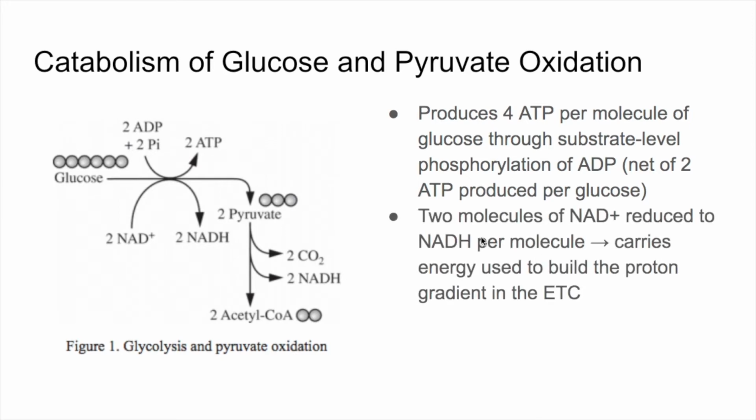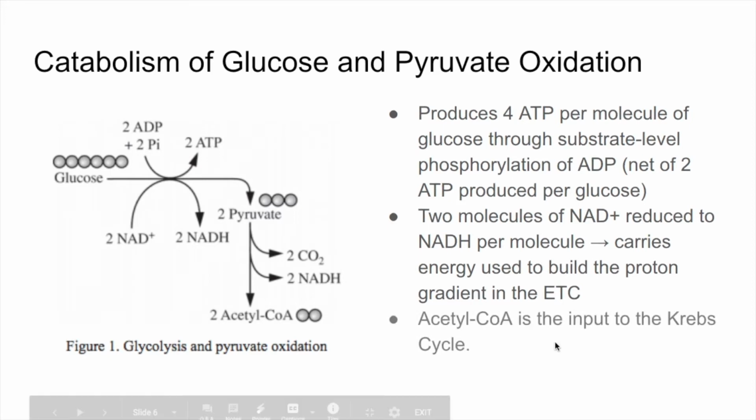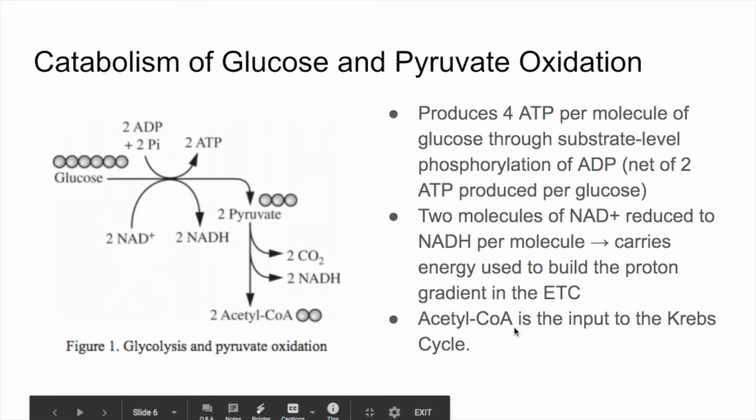In addition, there are going to be 2 molecules of NAD plus reduced to NADH per molecule of glucose, and this carries the energy used to build the proton gradient in the electron transport chain. And finally, acetyl-CoA is the input to the Krebs cycle. It's the end product of pyruvate oxidation, as you can see here.